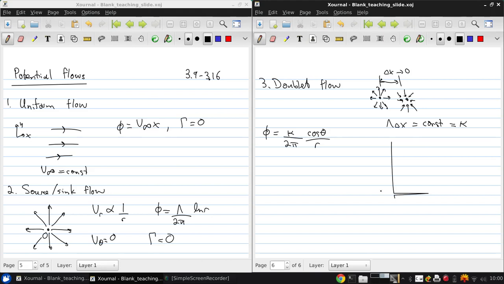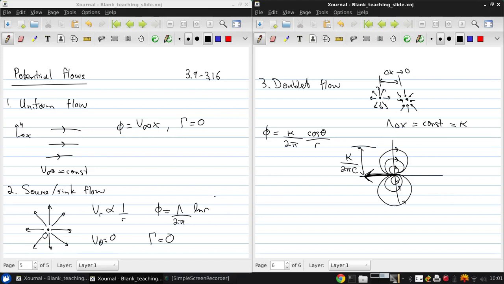What does this look like? Something like this, where we're rotating in opposite directions, so there's some net flow in between these two lobes. Kappa over 2 pi, some constant c gives you the size of these various circles. So you can see that the doublet has both a strength, kappa, and a direction. This could be oriented any which way.